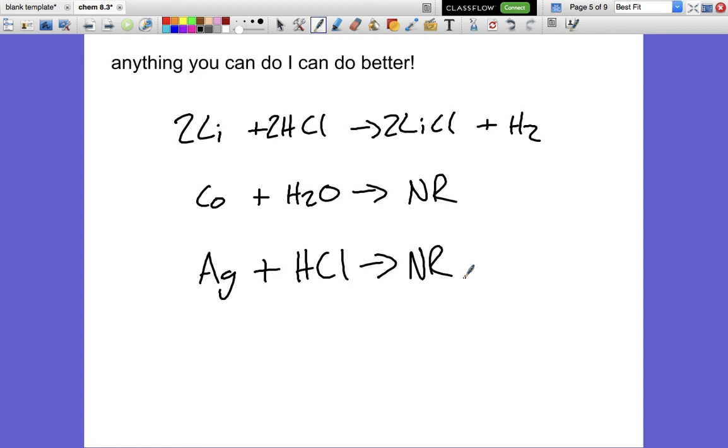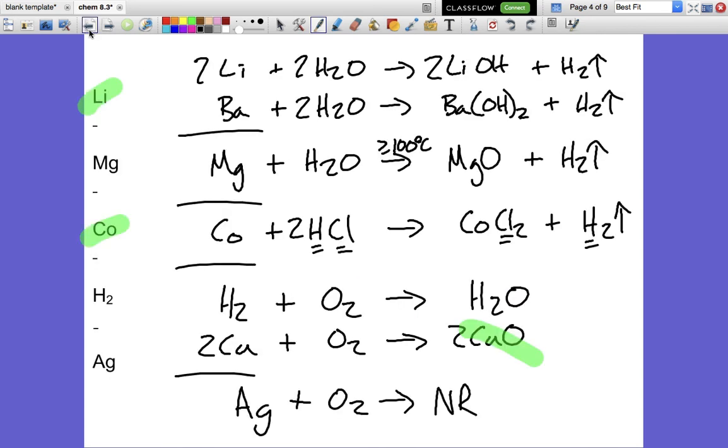Even copper is below hydrogen on my list. So even if it's in the same group as hydrogen, copper's in the same group as hydrogen, but it's below hydrogen, technically. So it can't displace hydrogen. It can't replace hydrogen in an acid. And hydrogen obviously can't displace itself. That should be pretty obvious.